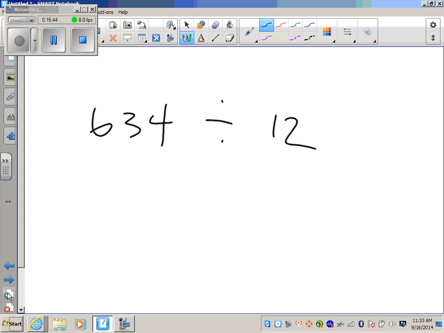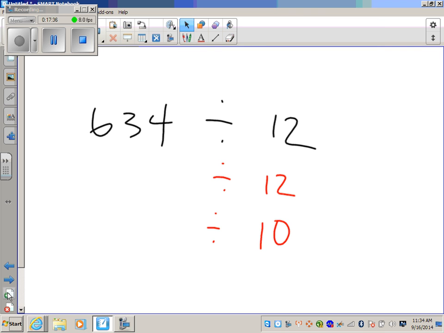Next, 634 divided by 12. First number we're looking at is 12. Now, here's where it gets a little bit interesting. It depends on how well you know your 12s. Do you know your 12s? If you know your 12s, we'll keep it at 12. If you don't, what would you change the 12 to? 10. Let's go 10. So I'll show you both.